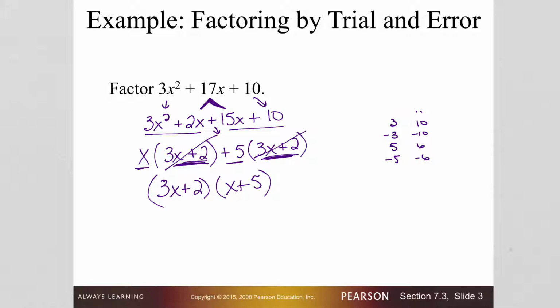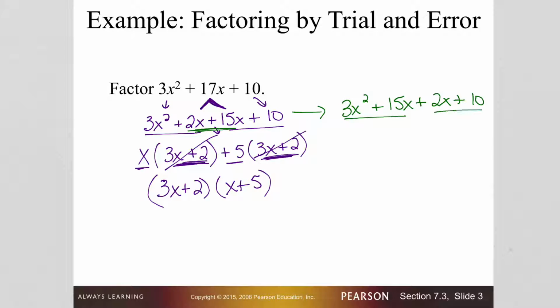Remember how before I told you that it does not matter which order you write the middle term in right here. So instead, I'm going to write it 3x squared plus 15x plus 2x plus 10. So I just rewrote it, but I swapped the middle terms. So I'm still going to factor by grouping. Out of 3x squared and 15x, I'm going to factor out 3x. What times 3x would give you 3x squared? X. What times 3x would give you 15x? Plus 5.